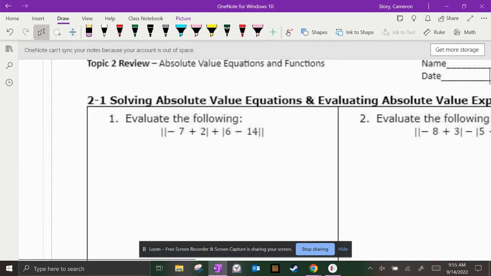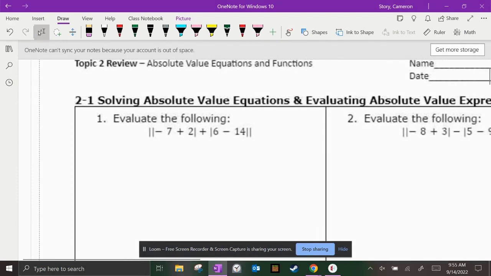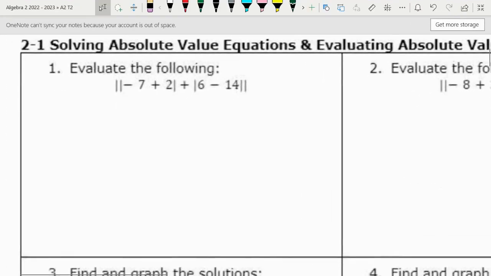Okay, so starting off this review, we're going to start with just evaluating some absolute values. For these, I'm going to try to keep my absolute value symbols super precise because we see we have a lot of them here. We have two absolute values inside of another. So we have this type of situation going on, and we're just going to deal with the numbers inside until we get a final answer.